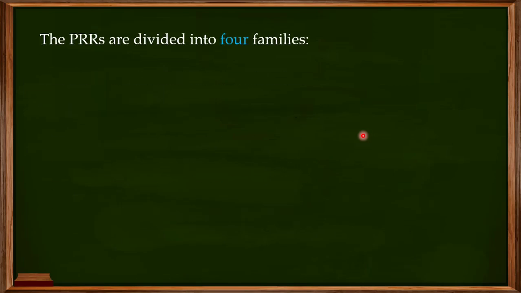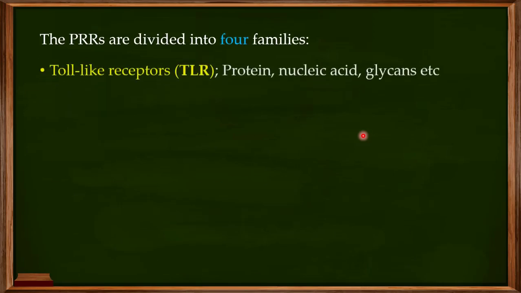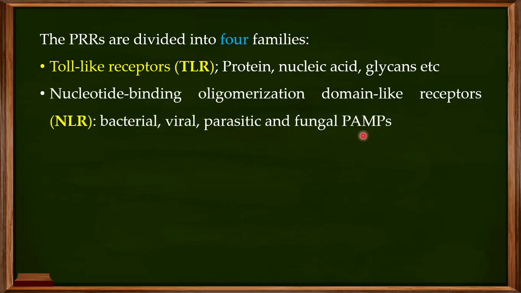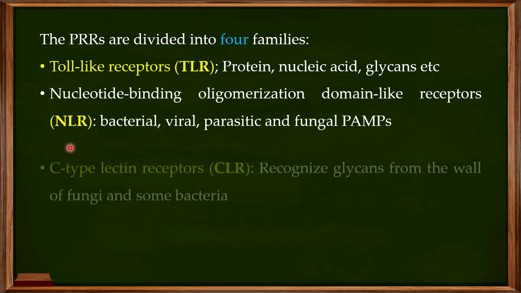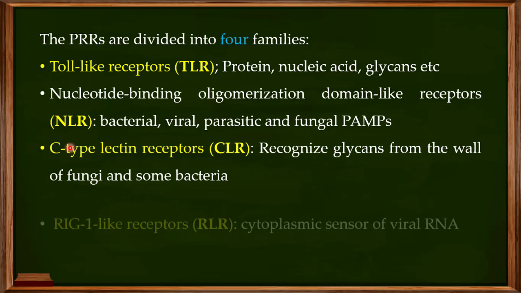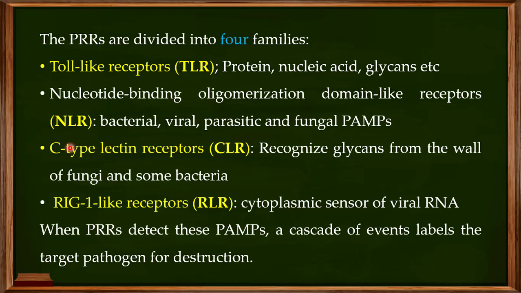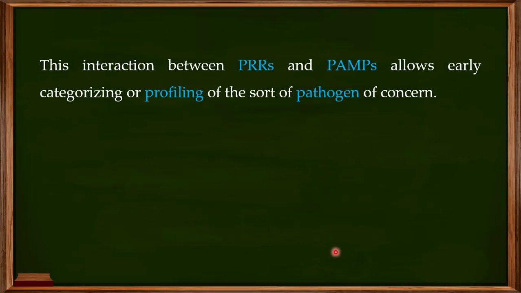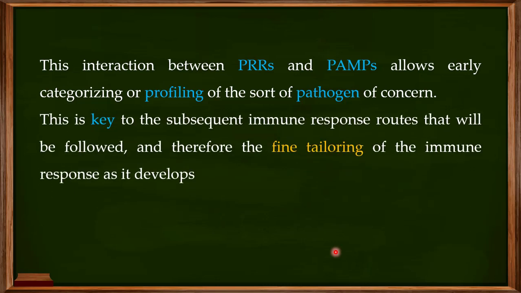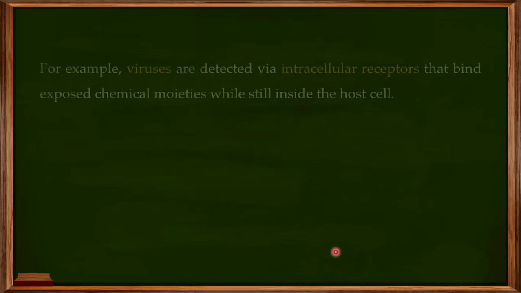The PRRs, I told you, are divided into 4 families. One is known as the toll-like receptors. The other one is known as the NLR. The third one is the CLR. And the fourth one is the RLR. The interaction of the PRRs with these PAMPs leads to a cascade of events that label the target pathogen for destruction. Then I told you that this interaction is very important because it is responsible for the profiling of the sort of pathogen of concern and directing the subsequent immune response.